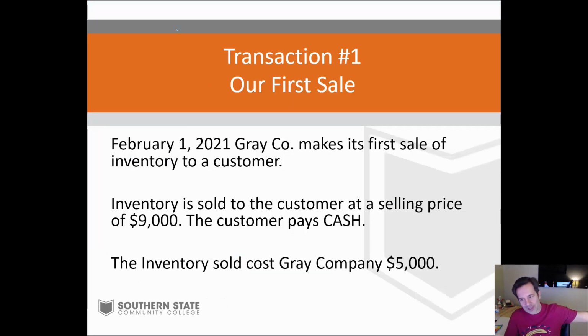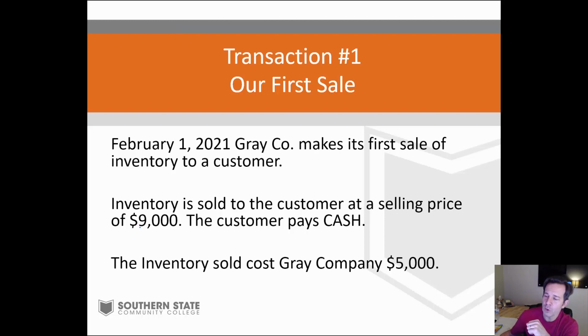The doors are open. Gray Company welcomes customer number 1, and we make a sale. February 1, 2021, Gray Company makes a sale of inventory to a customer. So we're selling inventory. We're going to get something in return. What are we going to get? Cash, or are we going to get an IOU, account receivable, where the customer is going to pay later?